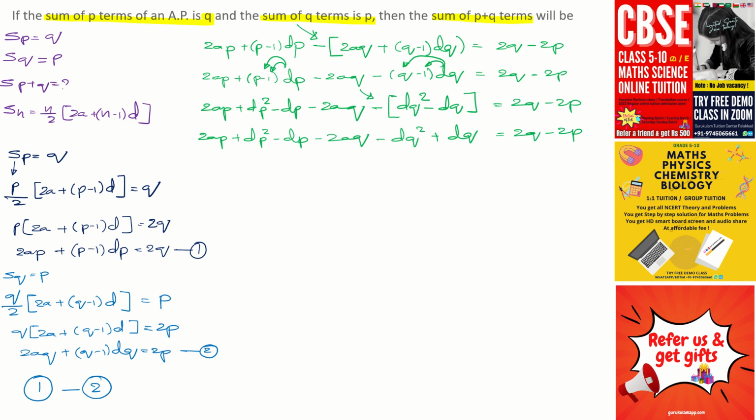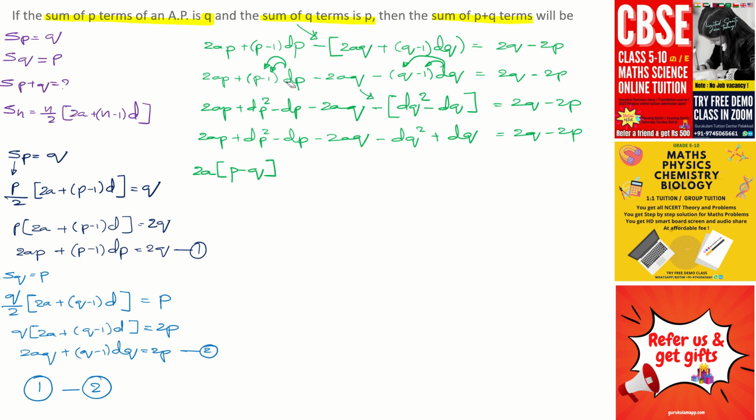And now you can take the common values here. When we analyze here, there is a 2ap and there is a minus 2aq. So what can you take? It's a common from it. What is the procedure of taking common? We can take 2a common from it, right? If you take 2a common from it, what is remaining there? There will be a p minus q remaining there. P minus q is remaining there.